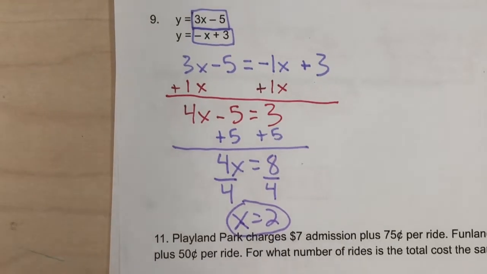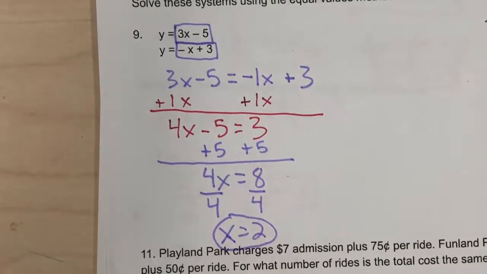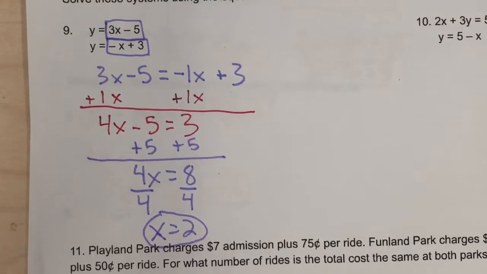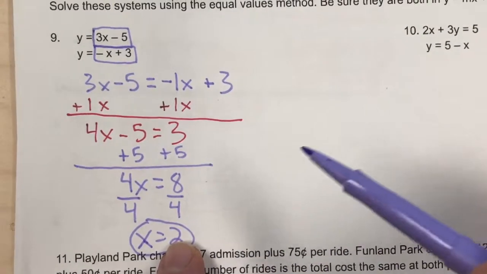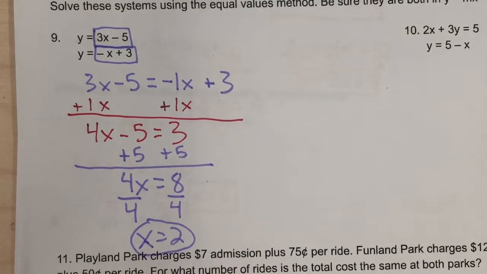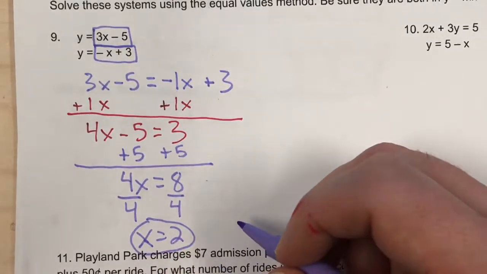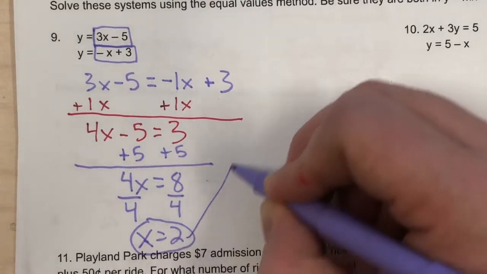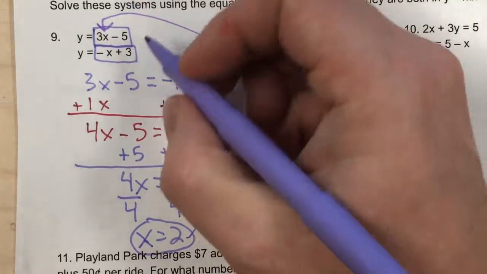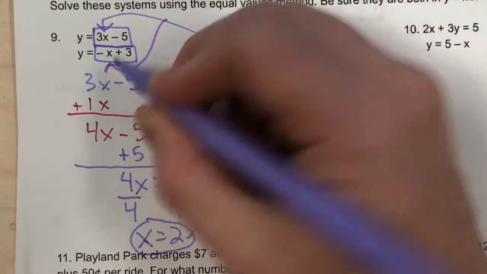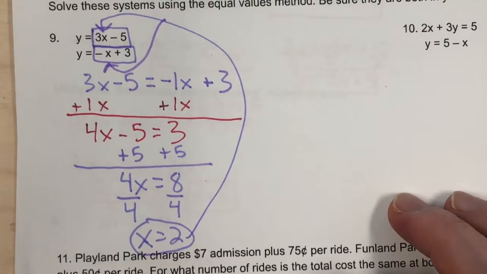So number 9, there's the full work. Make sure you get that copied down. All right, so x equals 2. And so we're almost done. There is one more step left to do. We have to take that 2, and that 2 is either going to go here or it's going to go right here for that x. So we just choose which one you want to put it into.